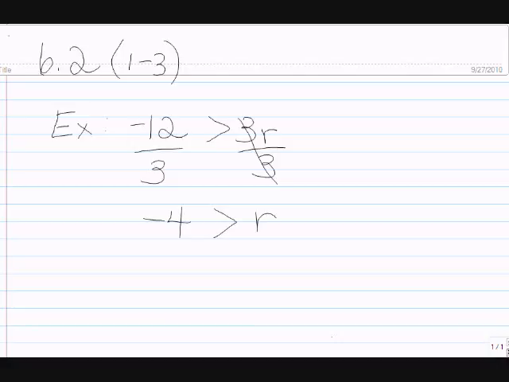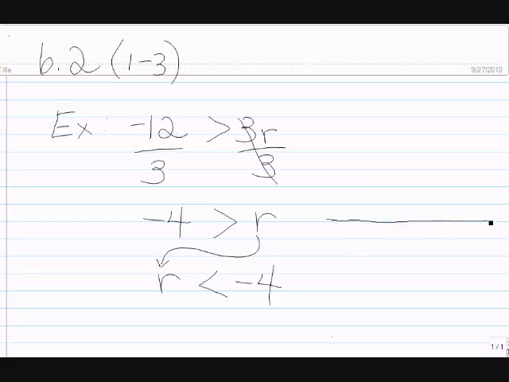Now I have to think about how to graph that one. And I like to read them so that my variable is on the left, so let me move my variable to the left side. Make sure the point follows me, follows my r, and then write the negative 4 on the other side. So that says r is less than negative 4. That means all numbers less than negative 4.